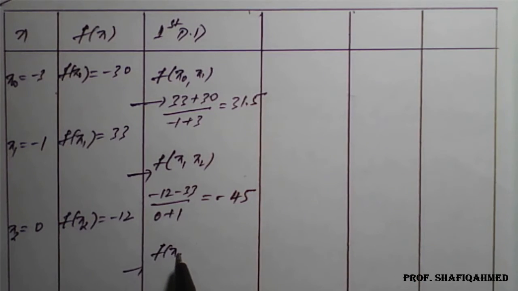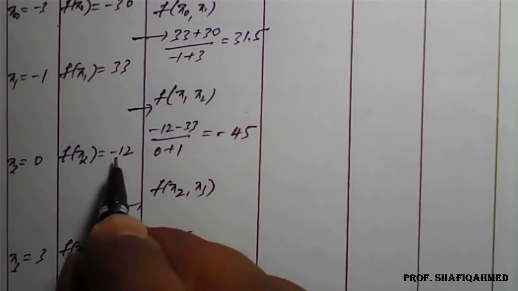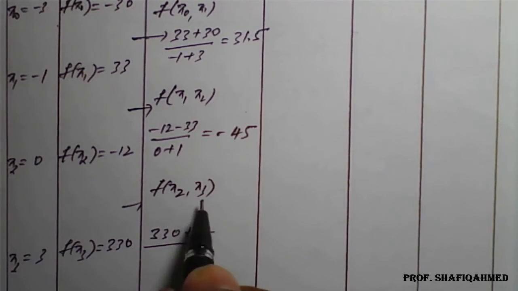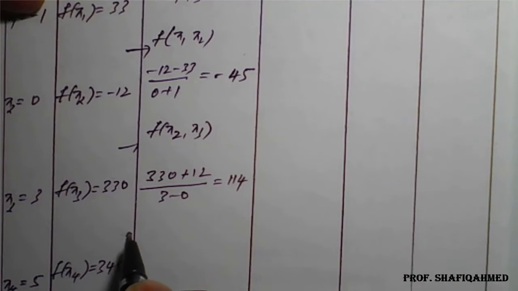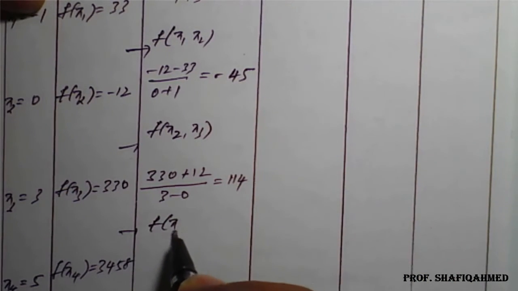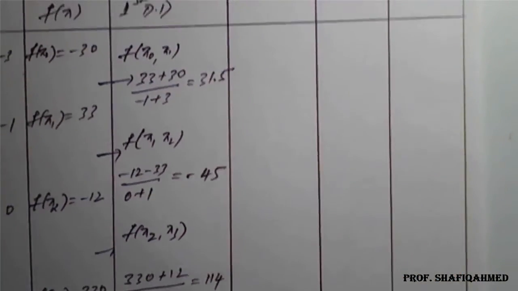Next, f of x2 comma x3, which is 330 minus of minus, it will become plus 12, divided by x3 minus x2, that is 3 minus 0, and here this simplification will become 114. Next, if you simplify this, we are going to get f of x3 comma x4, that is 3458 minus 330 divided by 5 minus 3, so we'll get here 1564. So this is the difference table.